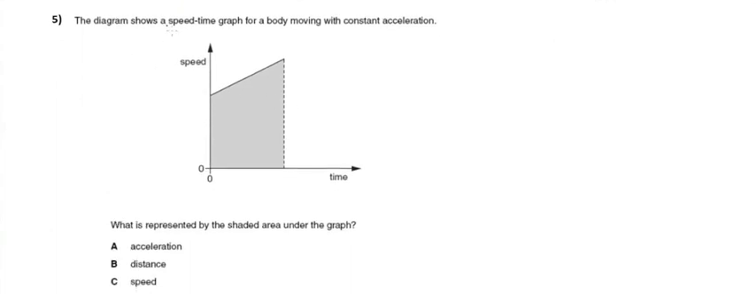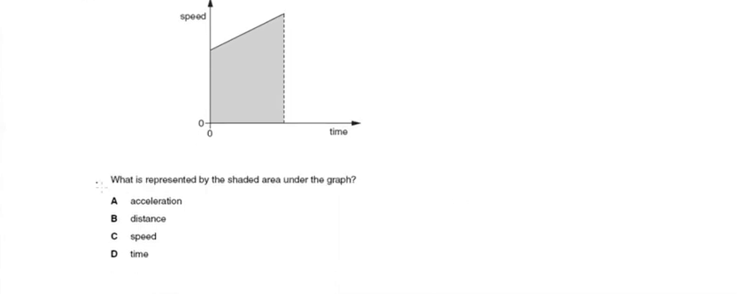The diagram shows a speed time graph for a body moving with constant acceleration. Here this is a speed time graph. What is represented by the shaded area under the graph? So we know that whenever there is a speed time graph, the area under the curve, that is nothing but this area, will represent the distance.